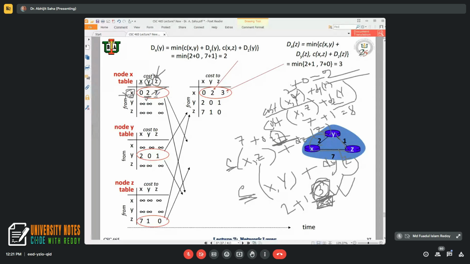But in the table, what are we having? In the table, you are having the 7, isn't it? So that means, because 3 is the least cost, we have to update it. We are updating it from 7 to 3. Do you understand that or not?